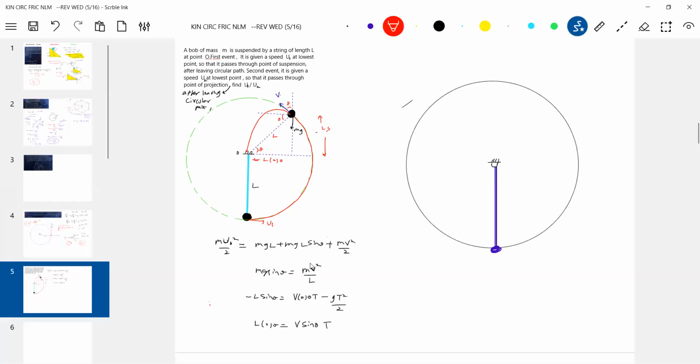After leaving the circular path, somewhere it will come here. So the trajectory should be like this. Then again, the same set of projectile conditions is what we are going to apply. Here, when it's leaving the circular path, it will have velocity v like this.